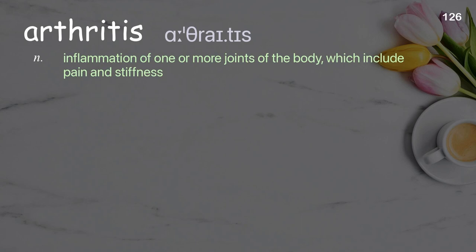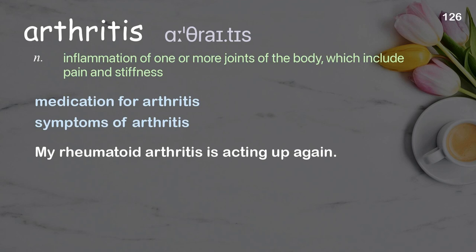Arthritis. Inflammation of one or more joints of the body, which includes pain and stiffness. Examples: Medication for arthritis. Symptoms of arthritis. My rheumatoid arthritis is acting up again.